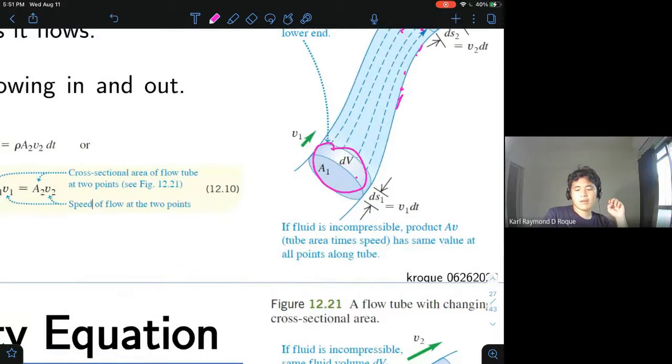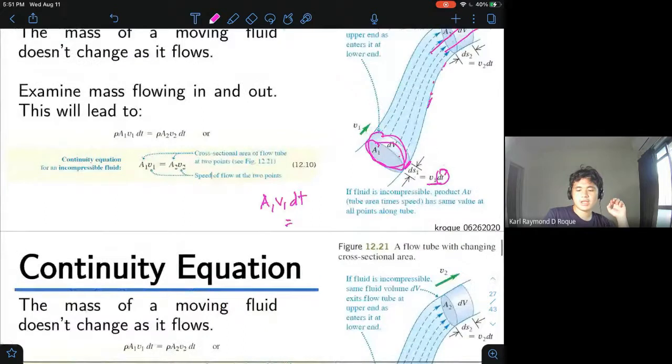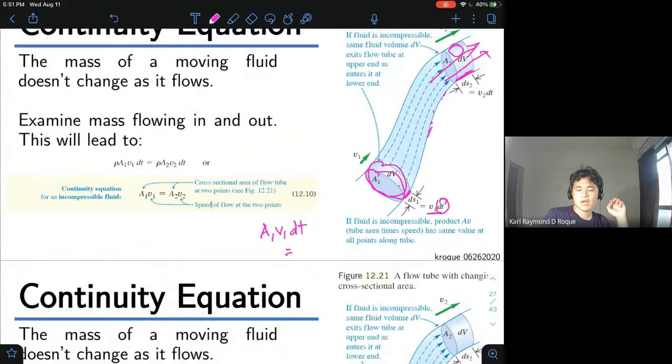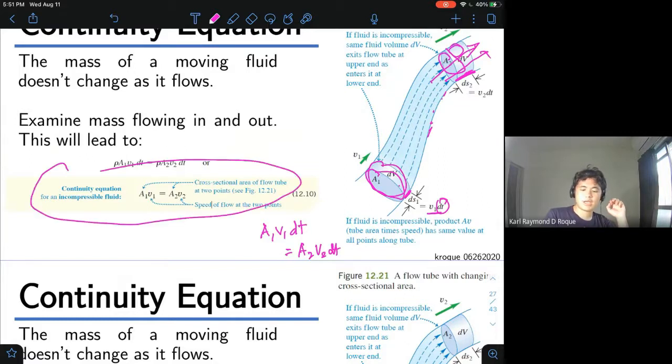So, merong velocity 1, merong change in time, yun yung length nito. Meron tayong cross-sectional area, A1, V1, dt. Kung ano man yung pumasok, yun din lalabas. So, same idea dito. Length times area, A2, V2, dt. Which leads to our continuity equation.